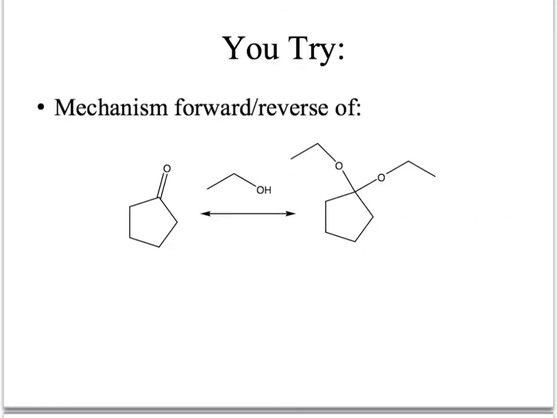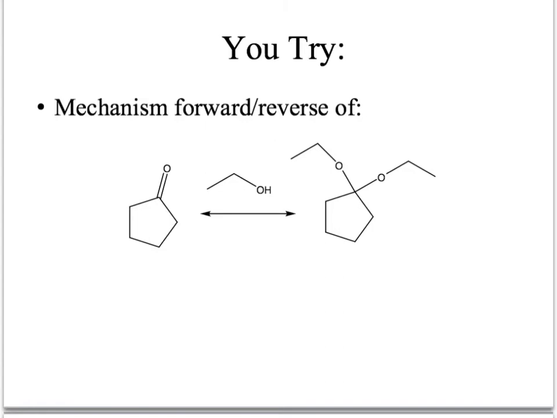Now, let's do this mechanism. We've got our cyclopentanone. For those of you who are reviewing how to name, cyclopentanone. And we're going to add an alcohol. So my first question is, is it neutral or is it negative? It is neutral. So what's the first step I've got to do? Protonate the oxygen. Anytime you're neutral, you've got to protonate that oxygen.